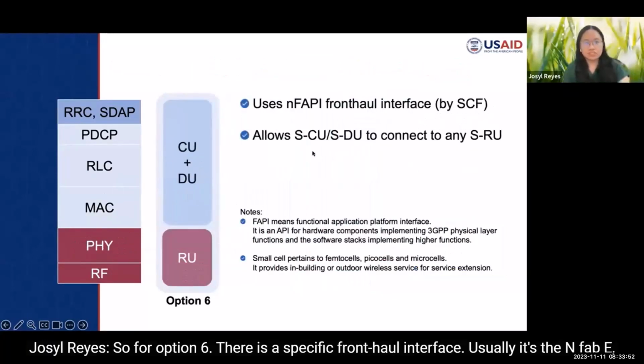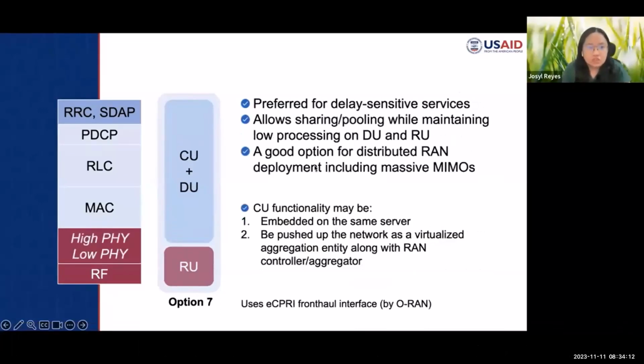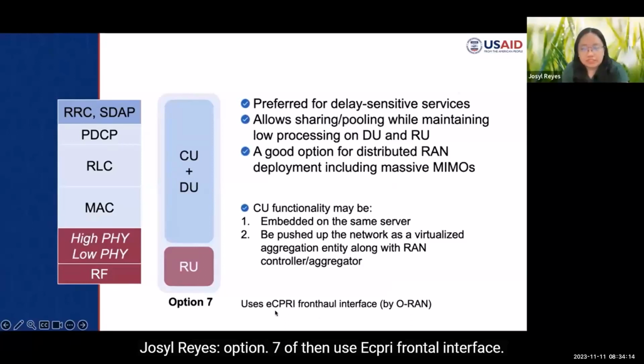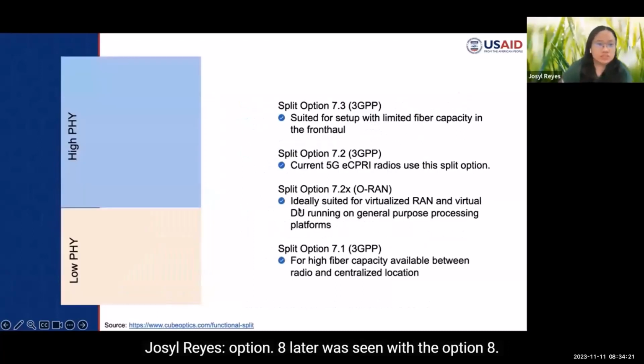So for option 6, there's a specific front haul interface. Usually it's the nFAPI. It's a functional application platform interface that is provided by SCF, or Small Cell Forum. It is to allow any SCU and SDU to connect to any SRU. Option 7 often uses the eCPRI front haul interface. And then option 8, later we'll see option 8.